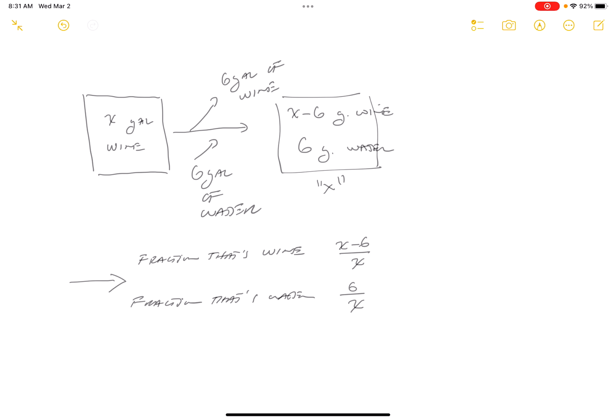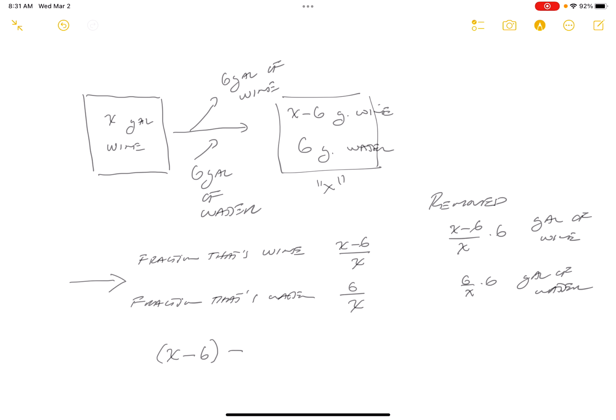So of the 6 gallons they removed, it would be X minus 6 over X times 6 gallons of wine removed, and 6 over X times 6 gallons of water removed. Right, because I do it again. What do they tell me, though? They tell me the wine that remains. Well, I had X minus 6 gallons, and then I removed X minus 6 times 6 over X. All right, so this is what I had.